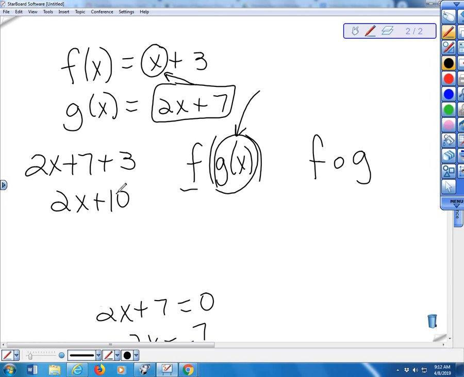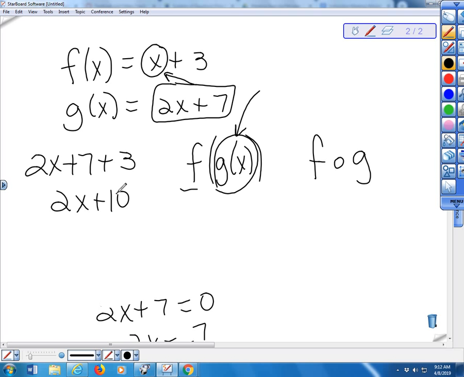F of g of x is 2x plus 10. That's not the same thing as when we were adding them, right? No, when we added them, we got 3x plus 10. So what I'm going to do, whatever is in the parentheses is what I replace x with in the original. Students get really confused on this, and it's not that hard if you think it through.